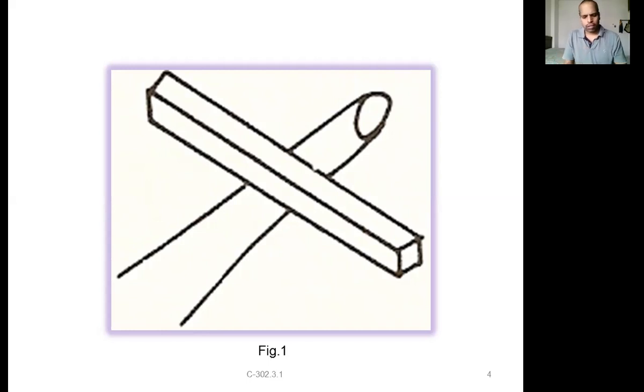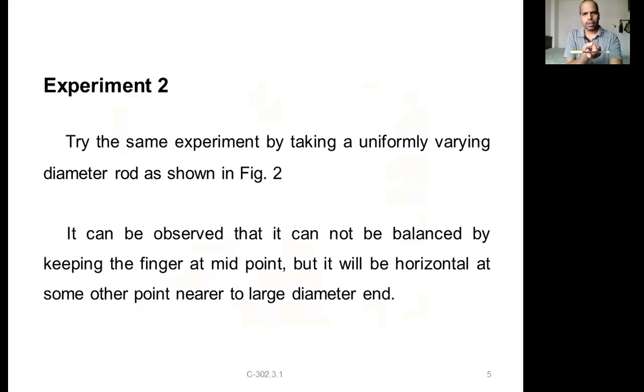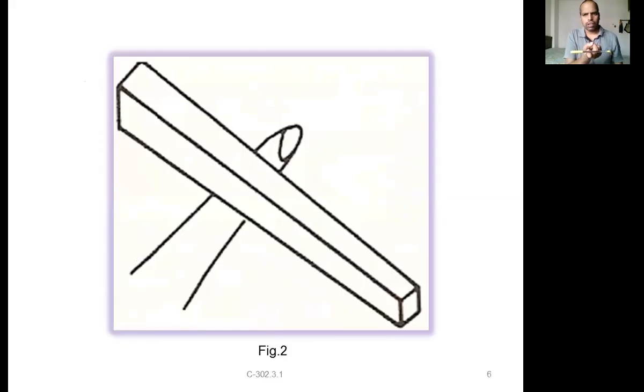Whereas if you take another one, let us take a pen. Observe this one. What is the length on this side? The length on this side is more. In the second experiment, the side on this one is a more length, and it is balanced not at the midpoint. By keeping your finger at a point other than the midpoint.